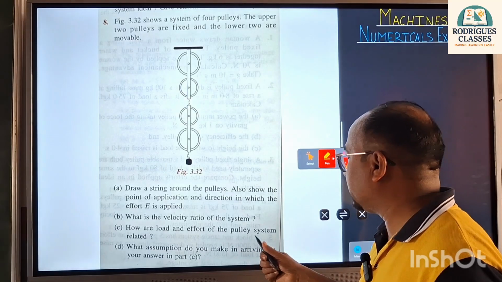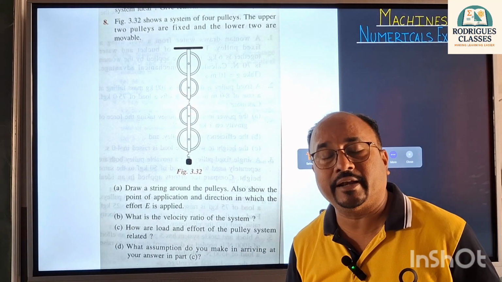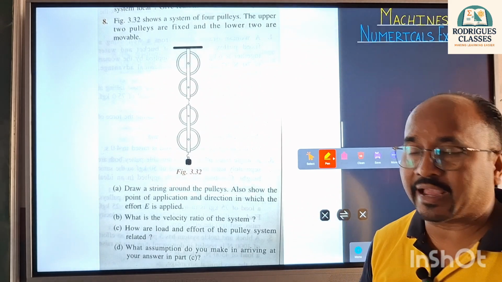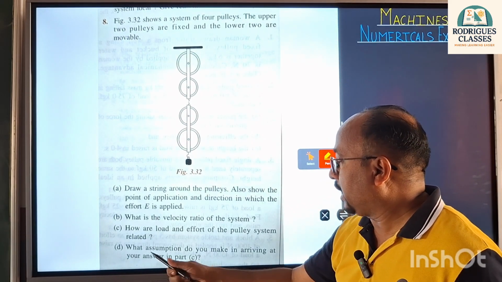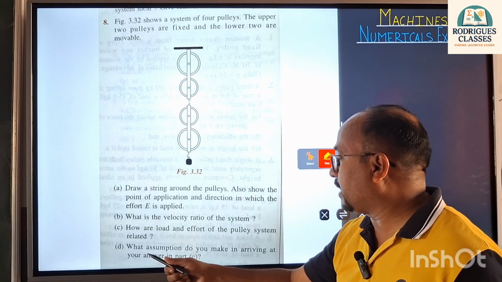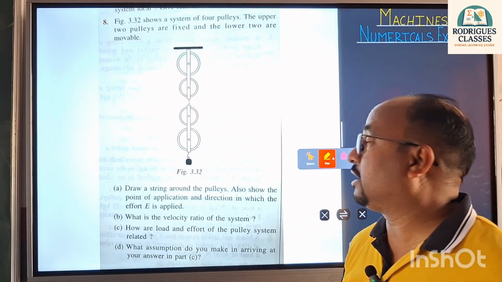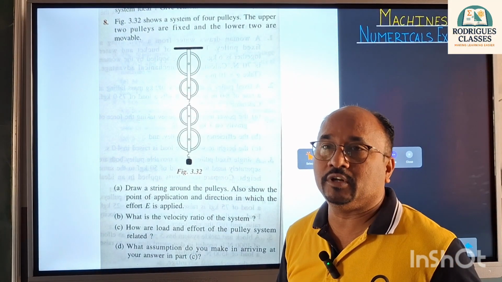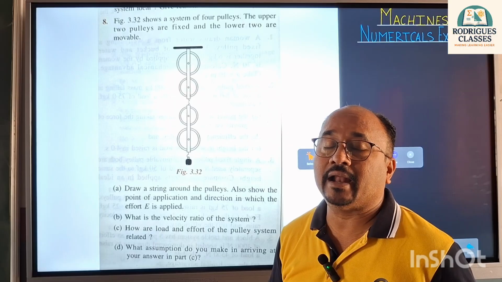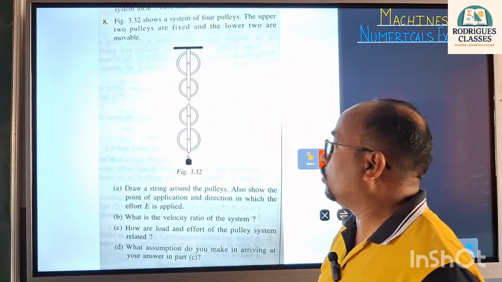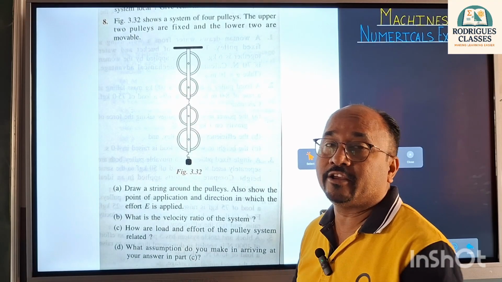How are the load and the effort of the pulley system related? Load and effort are related with mechanical advantage, so using mechanical advantage, we will do that. And what assumption do you make in arriving at your answer in part C? If I am taking mechanical advantage directly as the number of pulleys, it means I am taking that it is in an ideal condition. So in an ideal condition, what all things come, we will be writing all of them.